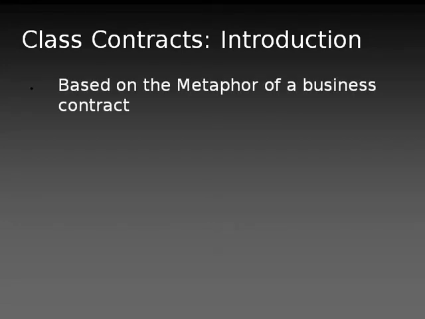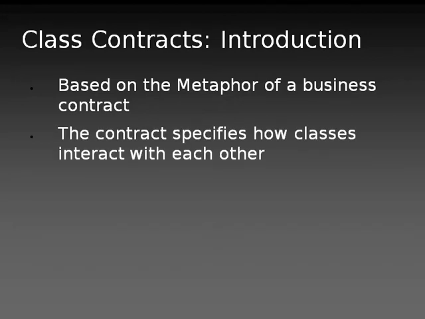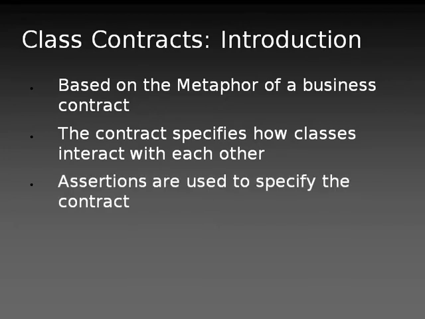Class contracts are based on the metaphor of a business contract, where all parties have obligations, and those obligations provide the other parties with benefits. The contract specifies how classes interact with each other, and we use assertions to specify the clauses of this contract. Another benefit of contracts is that they provide executable documentation within the code.